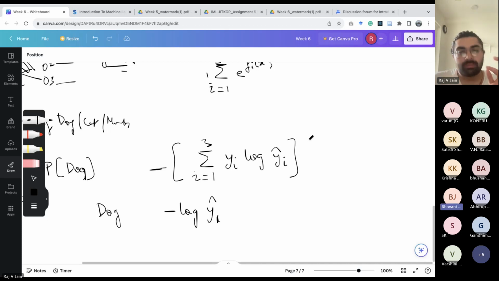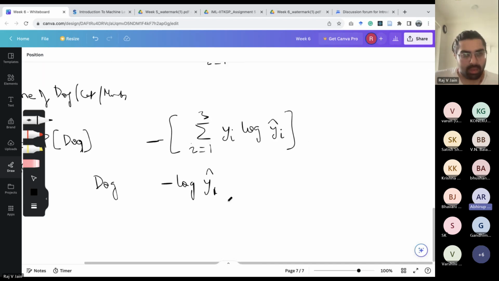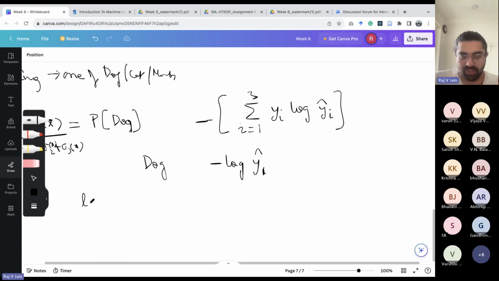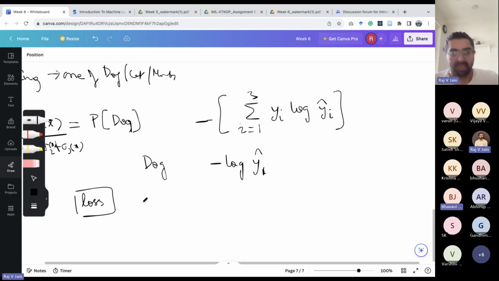Sir, why are we saying minimize here? Why is that minus term coming here? Basically, when you say loss function, loss means you're trying to minimize the loss. So that's the convention we take, like in gradient descent.